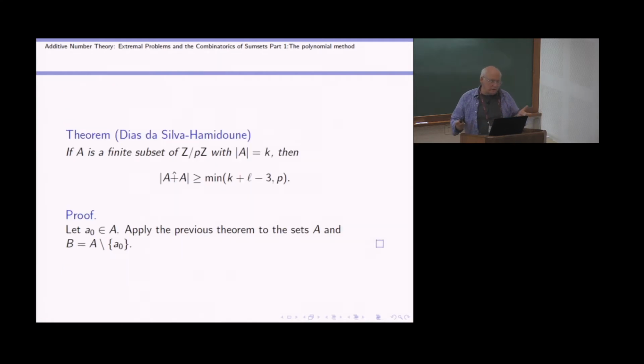And to get the Erdos-Heilbronn conjecture and the theorem of Dias da Silva and Hamidoune, they were adding a set to itself. We need to have two sets of different sizes. So you do the stupidest thing possible. You have a set A, call your first set A. Take an element of A, throw it away. You have a slightly different set B, which has one element less. That's your set B.